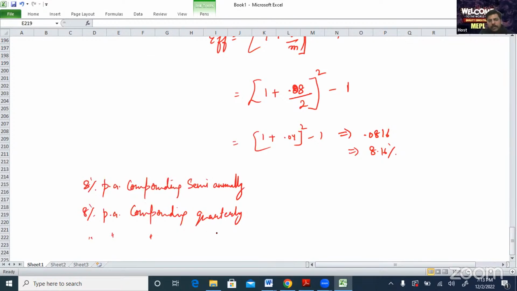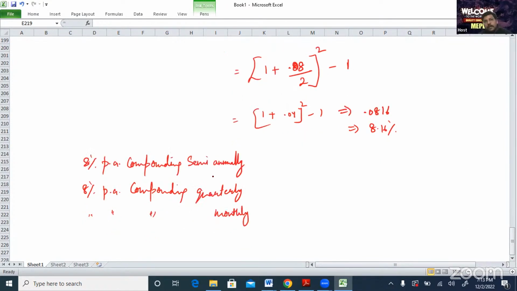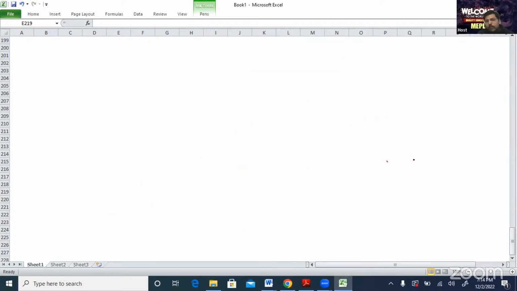So I told you that if my compoundings are higher, जितनी ज्यादा कंपाउंडिंग्स होंगी उतनी ही ज्यादा मेरी इफेक्टिव रिटर्न होगी, उतनी ही ज्यादा मेरी फ्यूचर वैल्यू होगी. That is what we discussed. So let me prove it here. So what will be the formula for it? Logically think, 1 plus this 8% divided by semi-annually 2, raised to the power 2, minus 1. So this we have already solved. It is coming 8.16%.